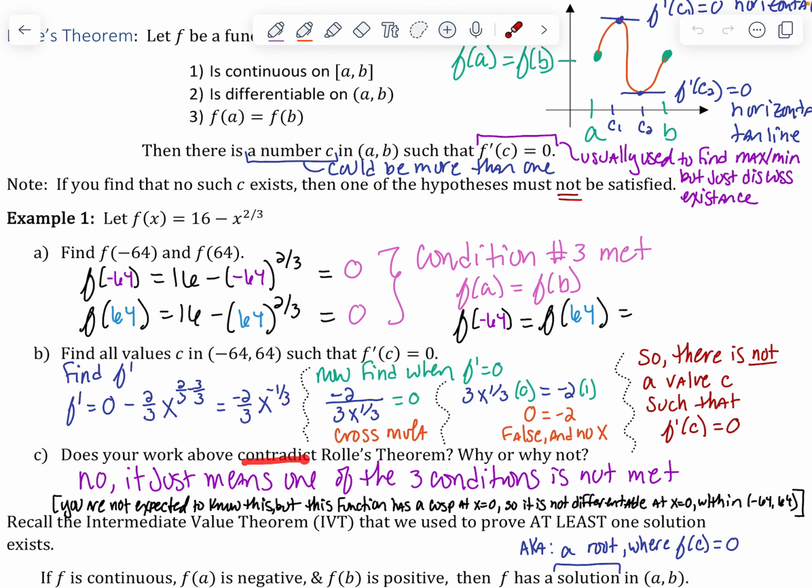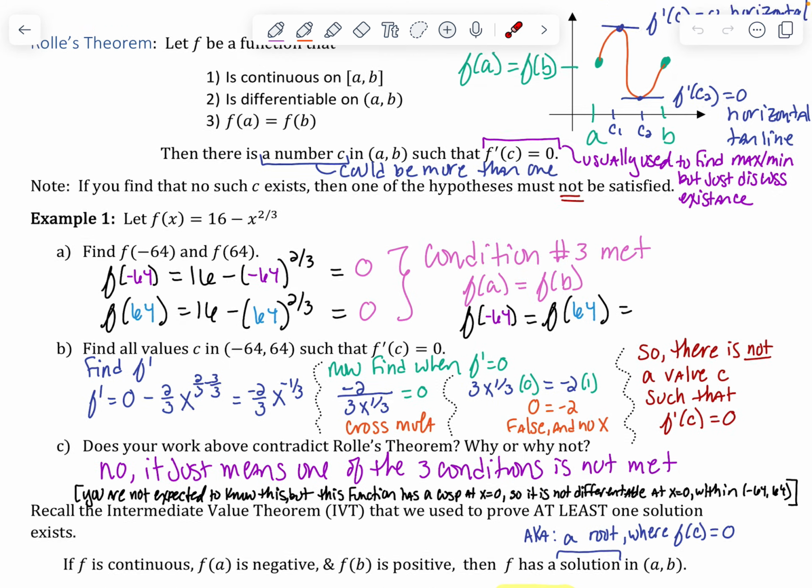Now, it might seem like it's contradicting Rolle's theorem, but it's not. Like I just said, it means at least one, possibly more, of the conditions is not met. Either our function is not continuous, although this is, or it's not differentiable, which is the problem.